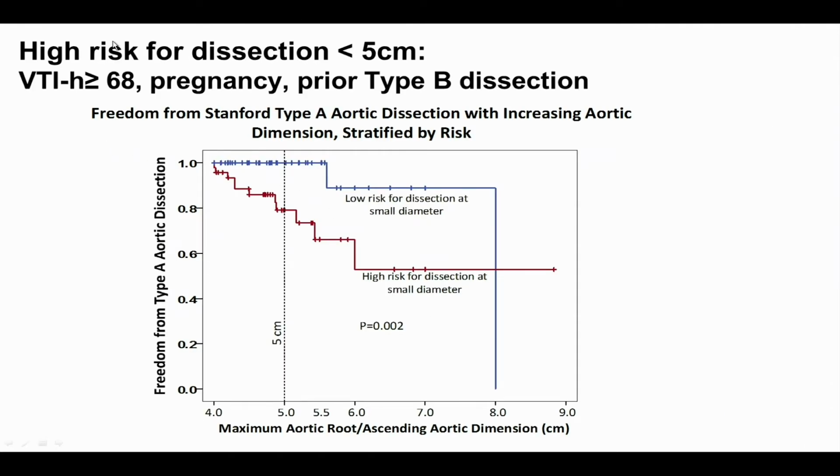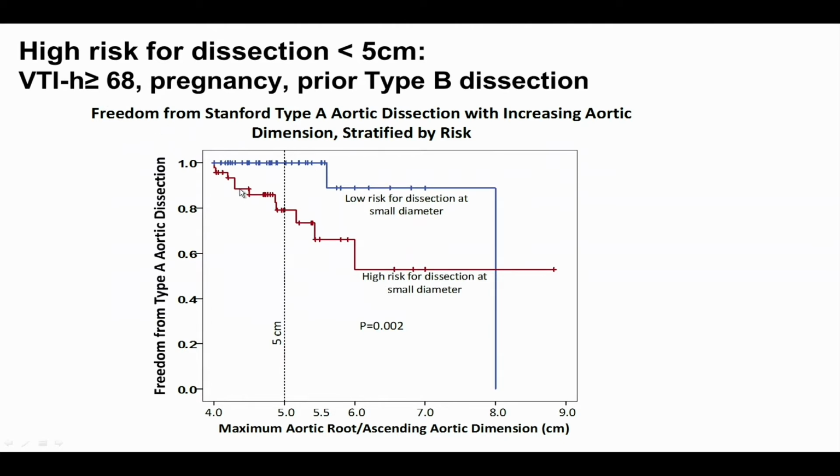Then we said, well, regardless of what we say, people are still going to probably operate at 5, right? So who dissects less than 5? This is an interesting nomogram or diagram. Across the x-axis is not age. This is now root dimension. So if you look at it, you say, okay, what percent of patients dissected at 4 centimeters? What percent dissected at 5 centimeters? 5.5, 6, 7.